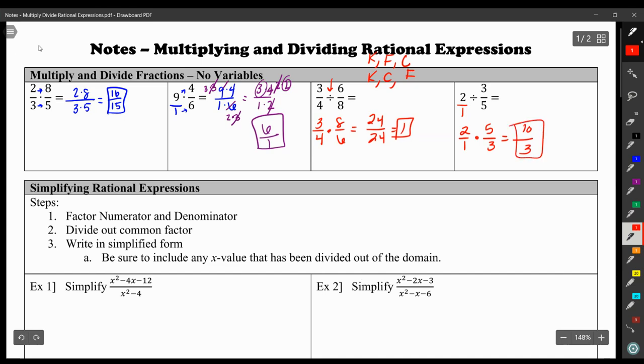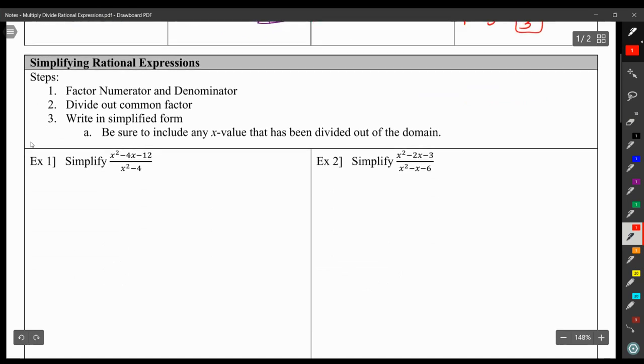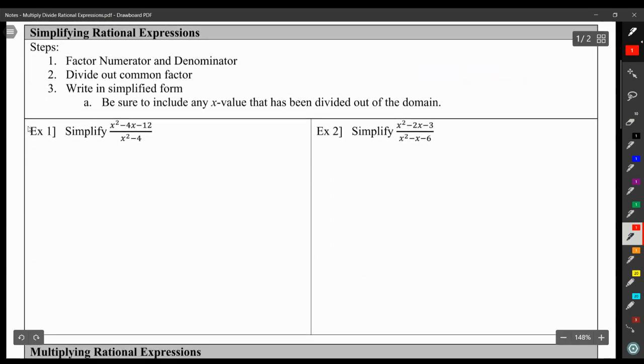Now that we've done that, let's look at some actual rational functions. So there's basically 3 basic steps. Factor the numerator and denominator, and then divide out any common factors that you can. So simplifying rational expressions means we don't have a multiply or a divide operator. It just is a single rational function by itself. And so when we simplify, we're going to factor everything that we can.